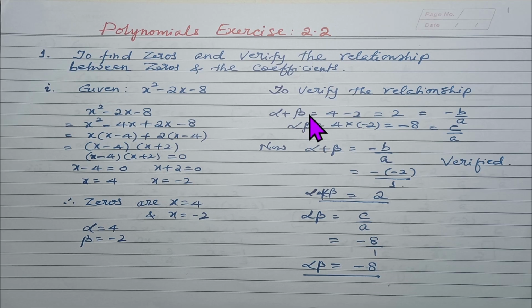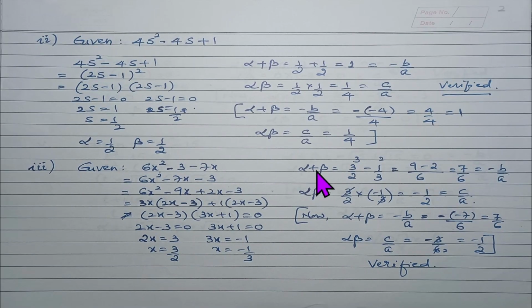So we have here alpha plus beta is equal to 2, which is equal to minus b by a, and alpha beta is equal to minus 8, which is equal to c by a, and that is how we verify. That is verification of the relationship between the zeros and the coefficients. Remember that. Now coming to the next example, again the second example is the same.